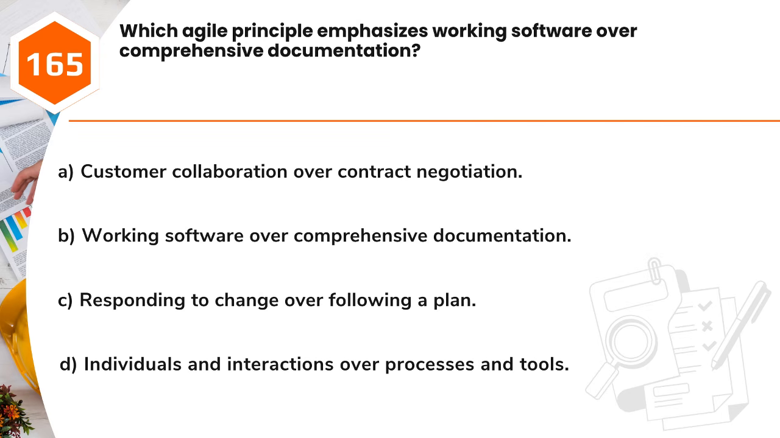Question 165. Which Agile principle emphasizes working software over comprehensive documentation? A. Customer collaboration over contract negotiation. B. Working software over comprehensive documentation. C. Responding to change over following a plan. D. Individuals and interactions over processes and tools.